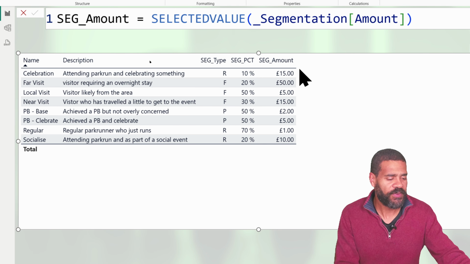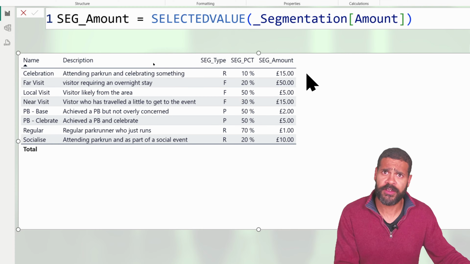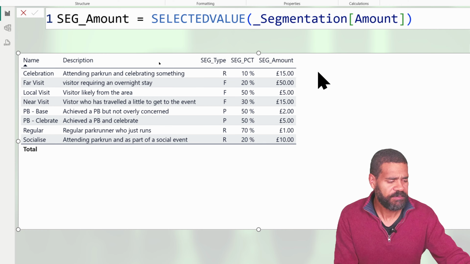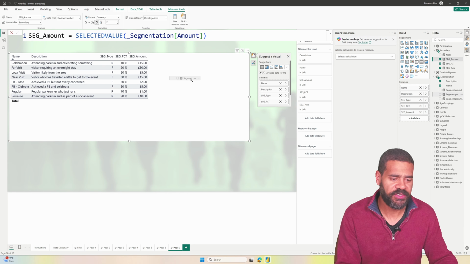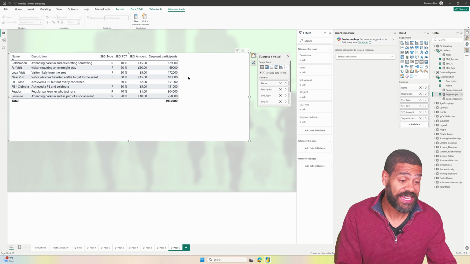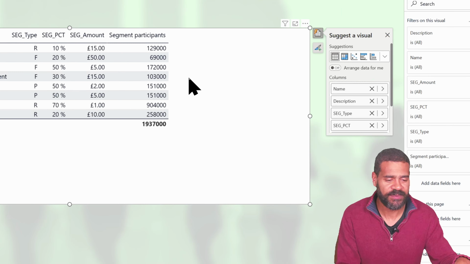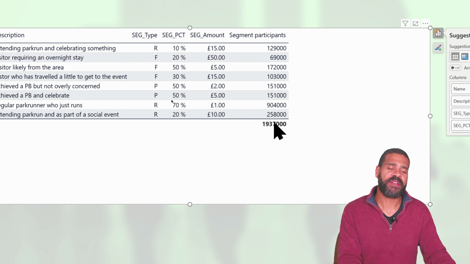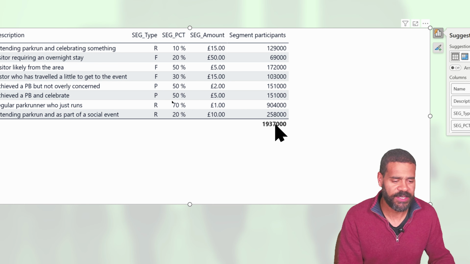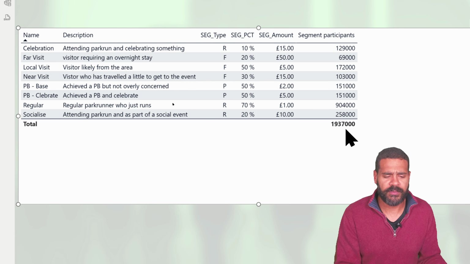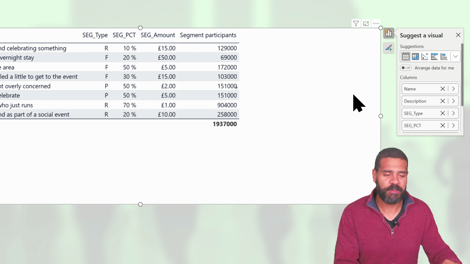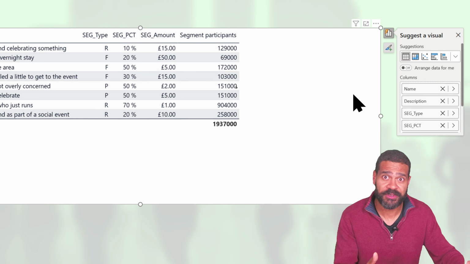And then from there we can say, based on that, how many people fell into that criteria? We find that out because we've got segmentation participation. I should have really put some thousand separators on there. I will do after this. And we can suddenly start to see we're talking about 193,000 people. That sounds an awful lot, doesn't it? But not 193, is it? It's 1.9 million. Yes, which is right. We know that's how many people we've had completing parkruns. We can see how these are all broken down.